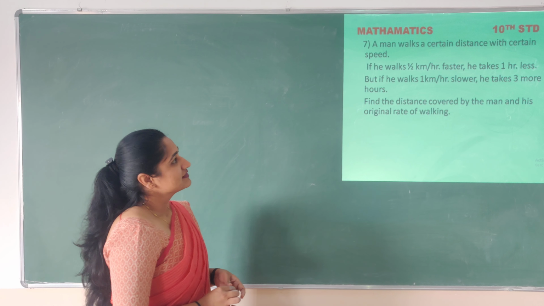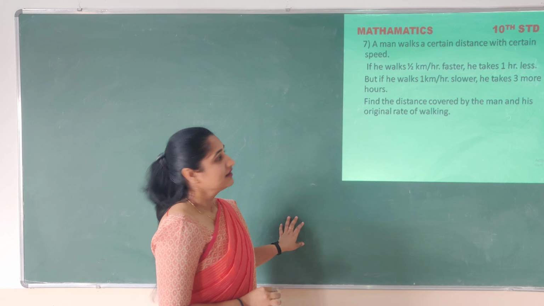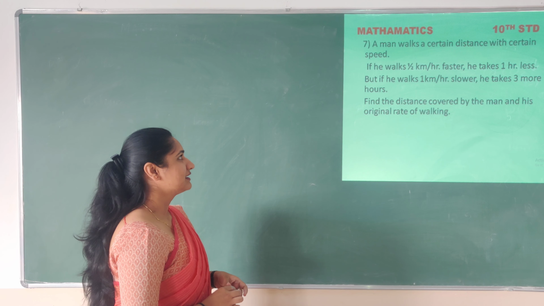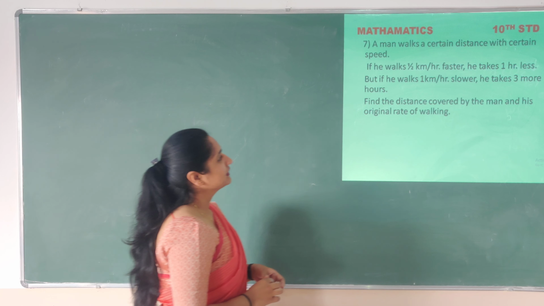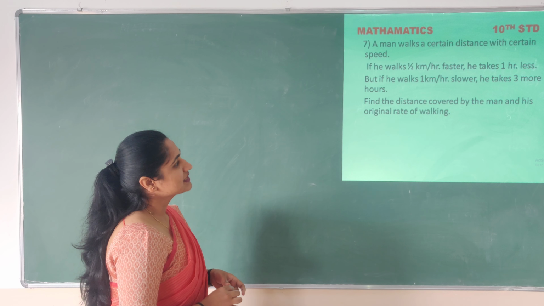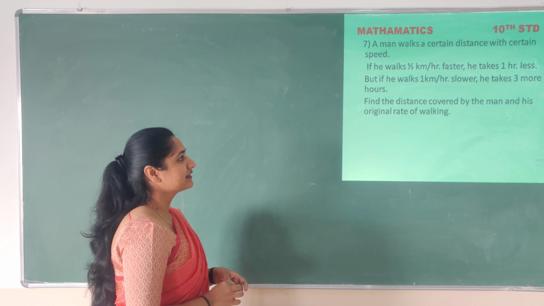So a man walks a certain distance with a certain speed. If he walks half kilometer per hour faster, he takes 1 hour less. But if he walks 1 kilometer per hour slower, he takes 3 hours more. Find the distance covered by the man and his original rate of walking.